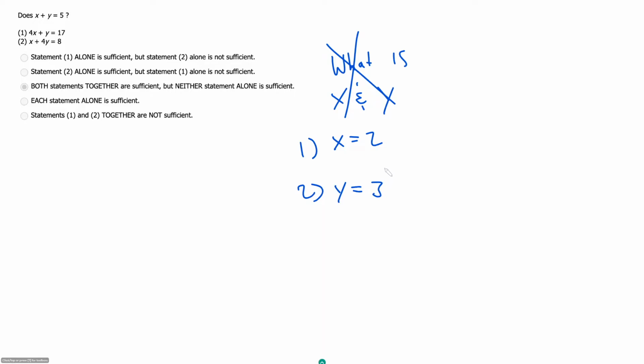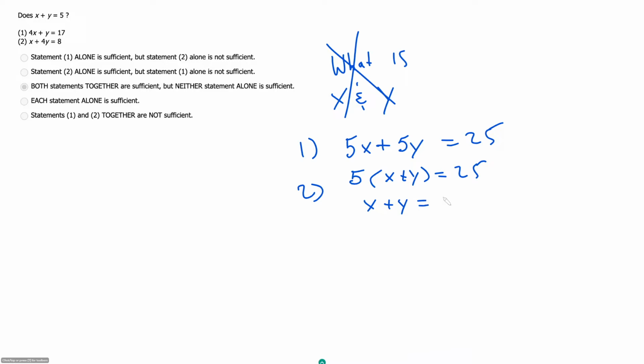You do not need to know x and y individually, though, because say your first statement said, for example, 5x plus 5y is equal to 25. Well, here you can factor out a 5. And then you can just divide each side by 5 to get x plus y is equal to 5, which is sufficient to answer my question, despite the fact I don't know what x is, I don't know what y is.